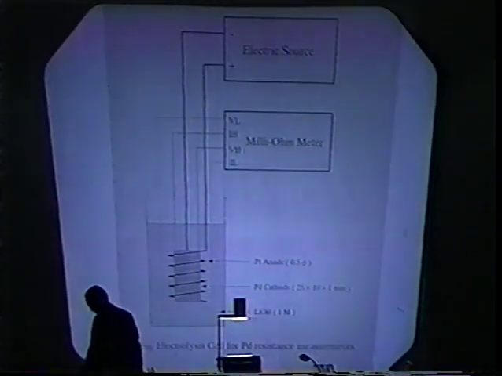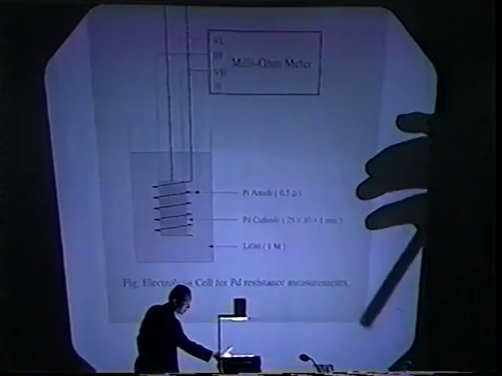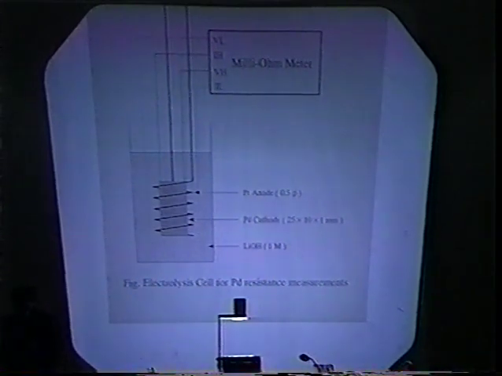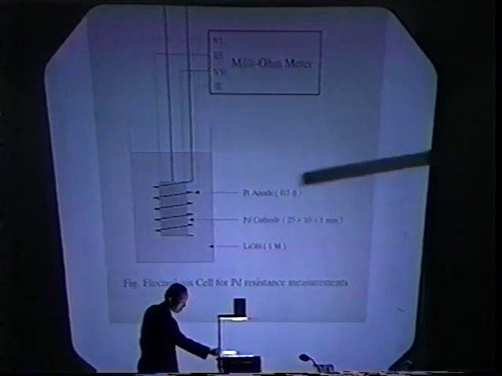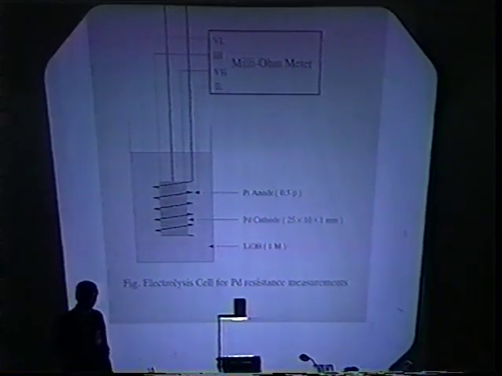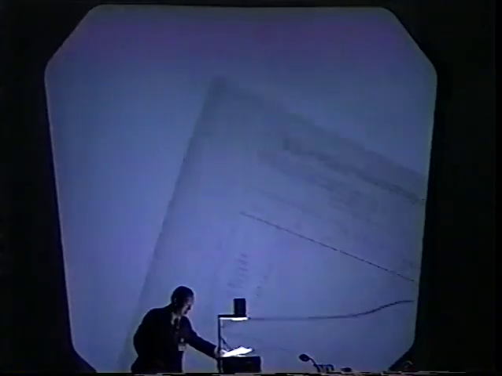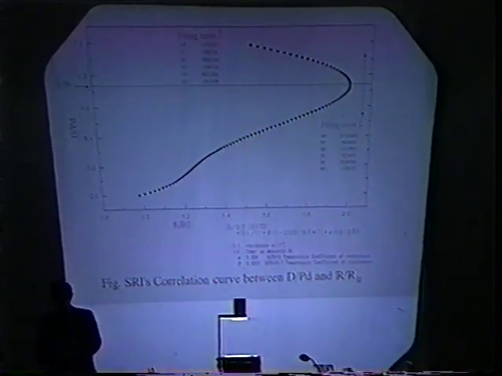This is the apparatus system for measuring the dynamic movement, the change of the D over Pd ratio. It's very simple. The electrolyte solution and concentration are the same as what we used in our excess heat measurement system. And also, we used these relations to estimate the D over Pd ratios from the resistance change.